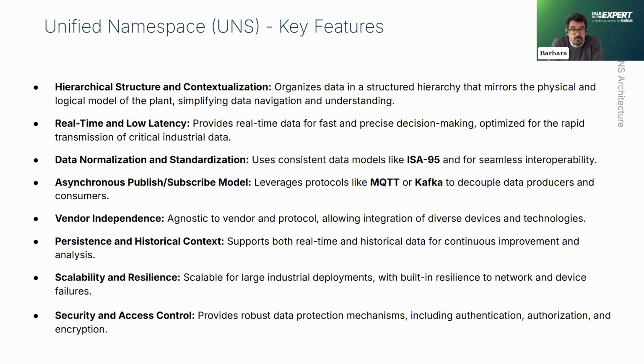We need the data to be normalized and standardized. That is why we use data models like ISA-95, because they provide this normalization and standardization to make all the data across the different sources in the industrial environment normalized. We also use a messaging solution like MQTT or Kafka that allows us to decouple the data producers and consumers. This kind of system allows both sides of the communication to live independently.